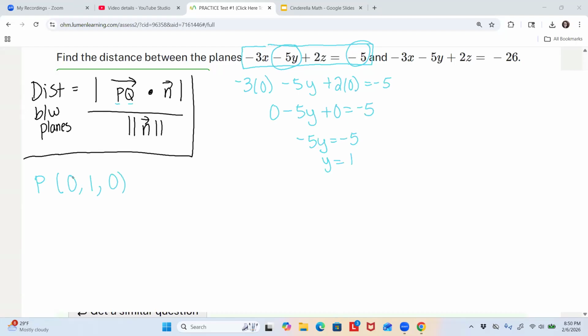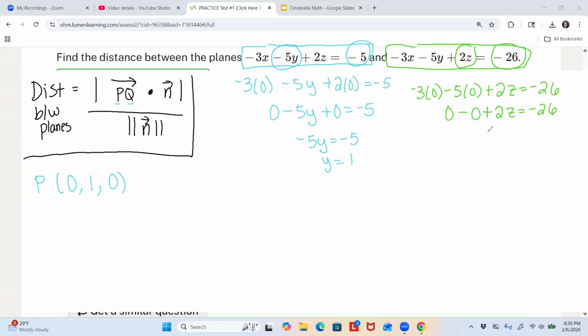And then let's just do the same thing for the second one. So I'm putting that in the green. And probably the easiest thing to do would be the z this time, because it's even, and so is 26. So what if we still let x be 0, let y be 0, and solve for z. So this would be 0 minus 0 plus 2z is -26. So 2z is -26, and z is -13. So that is going to be our point Q. We did 0 for x, 0 for y, and we got -13 for z.